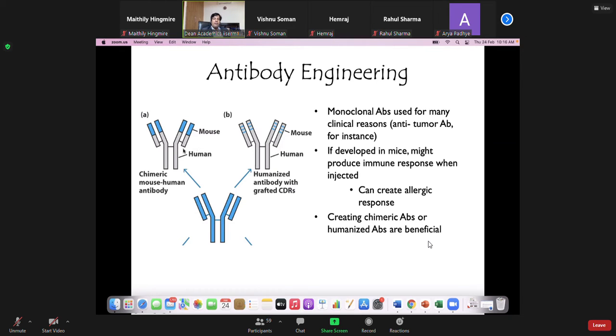Because this will have a lesser level of immunogenicity in the injected species. The other way of making it even better is because you know that the regions of the antibody which actually interact with your antigen are these three CDRs, right? That we call the hypervariable region, that actually determine the antigen specificity of an antibody molecule.